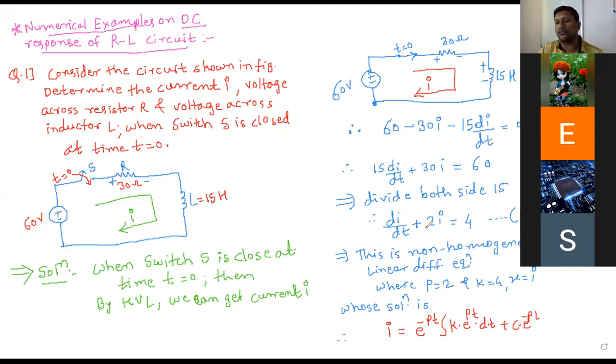For that, I want to find the solution, which consists of the particular integral as well as the complementary function. So I will find that by putting P is equal to 2, K is equal to 4, and X is replaced by I. So you can put the P and K values and get the equation. After that, you can find the arbitrary constant here. So we can move towards the next point.